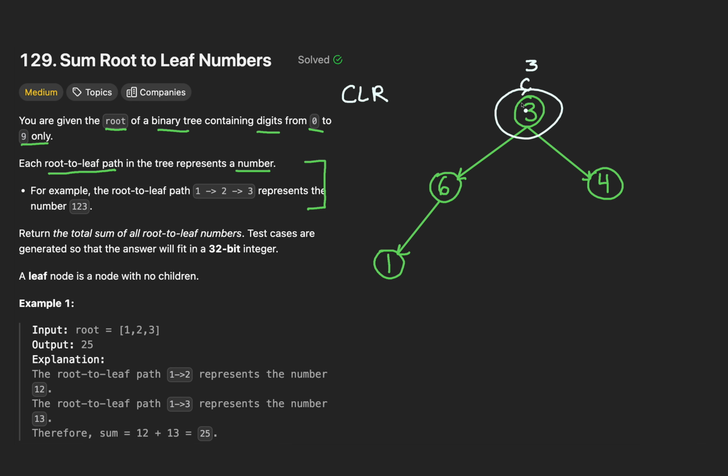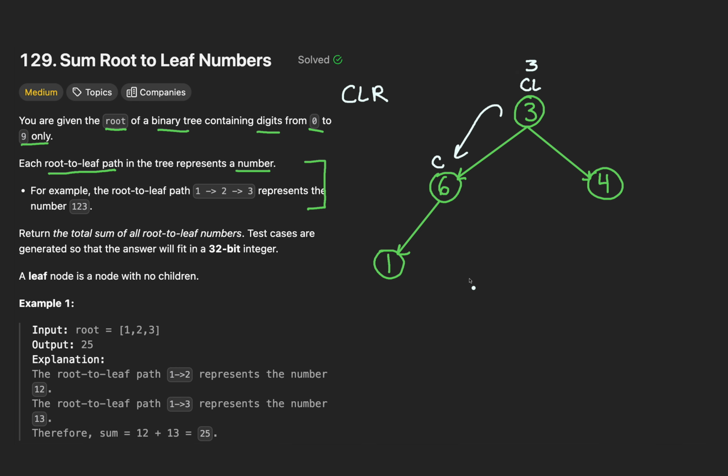Are we at a leaf? No, it has 2 children. Next up, our pre-order traversal instructs us to recurse to the left subtree. That's what we'll do to go to node 6 to be processed. At node 6, we have a current sum of 3 and a node value of, again, the 6.